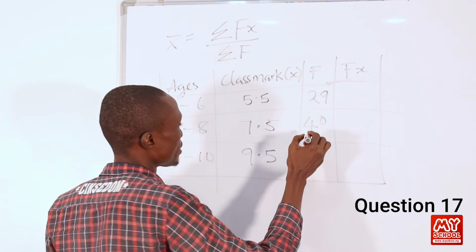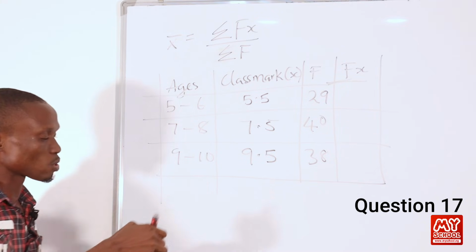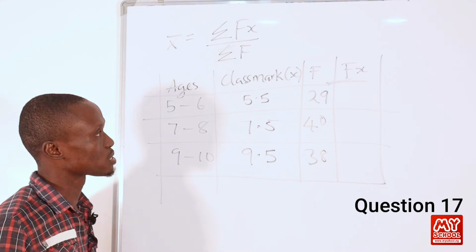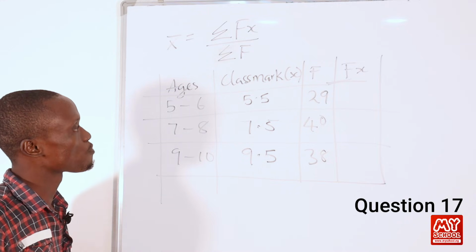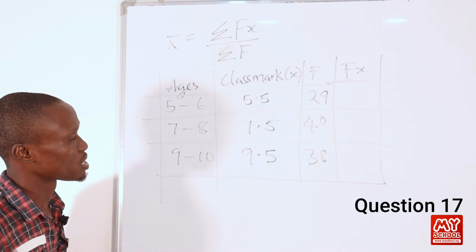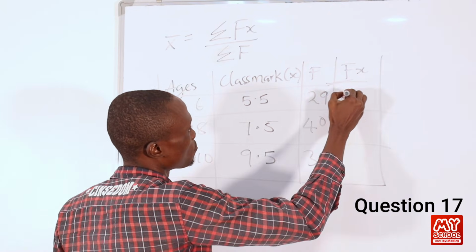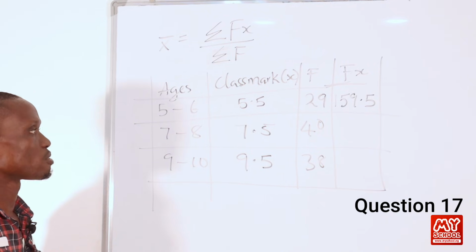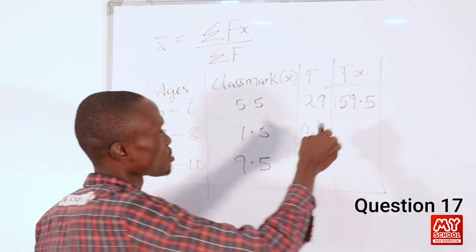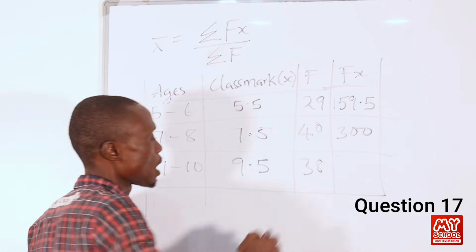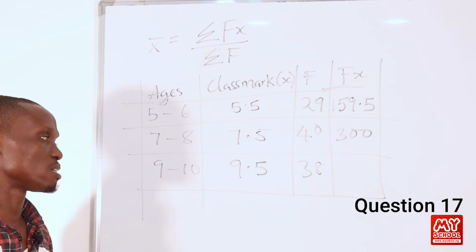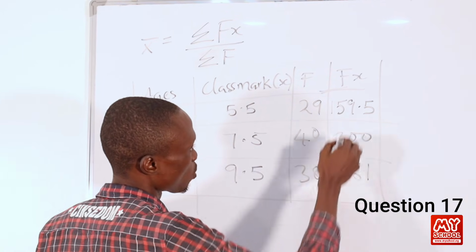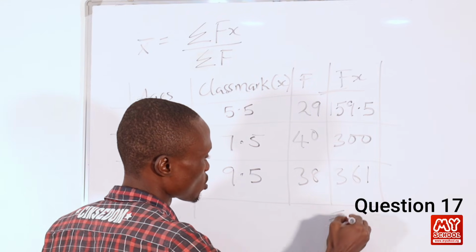Okay. Now our frequencies are 29, 40, and 38. To get our fx, we simply multiply the frequency by the class mark. So 5.5 times 29 will give us 159.5. Then 7.5 times 40 will give us 300. And 9.5 times 38 will give us 361.